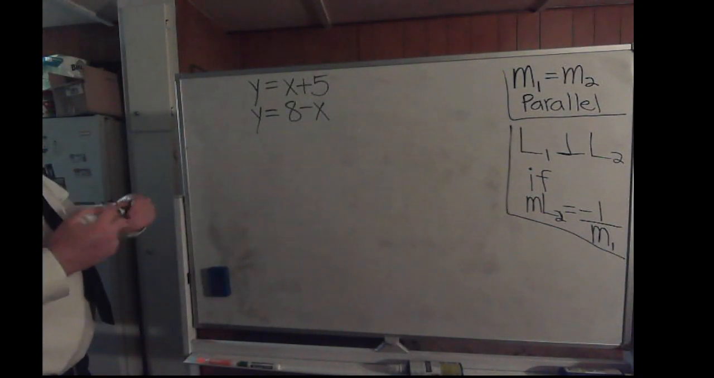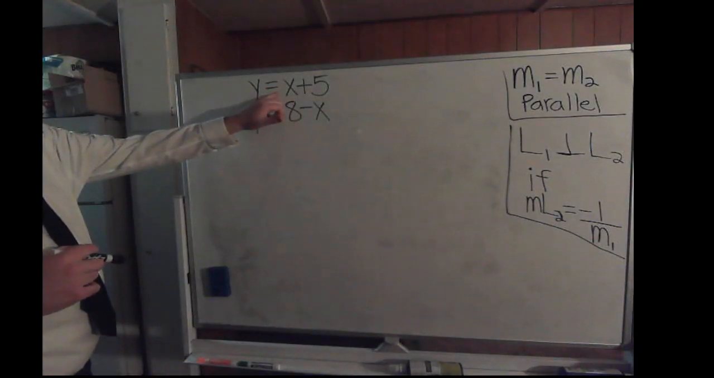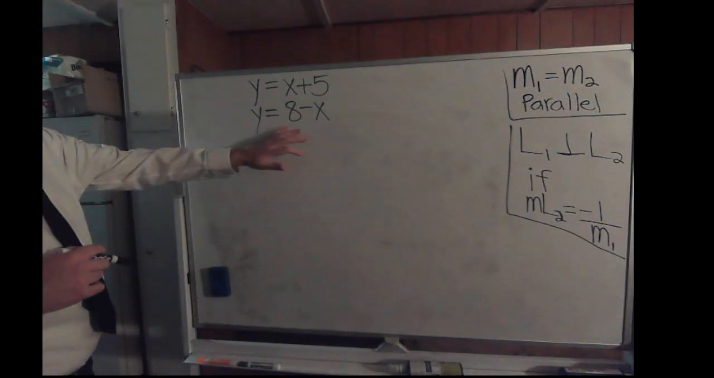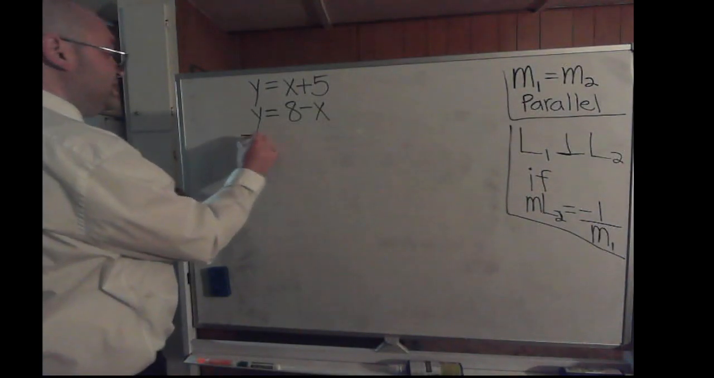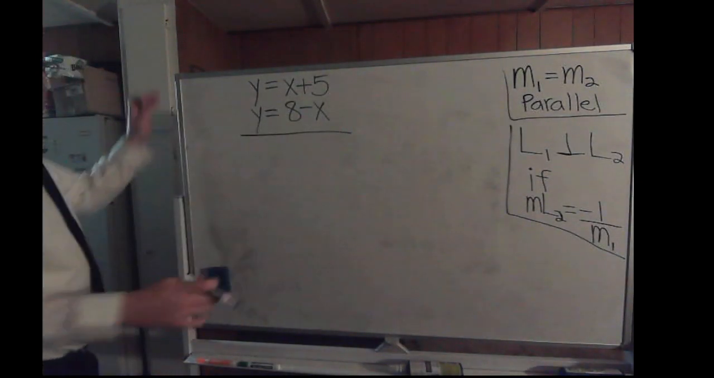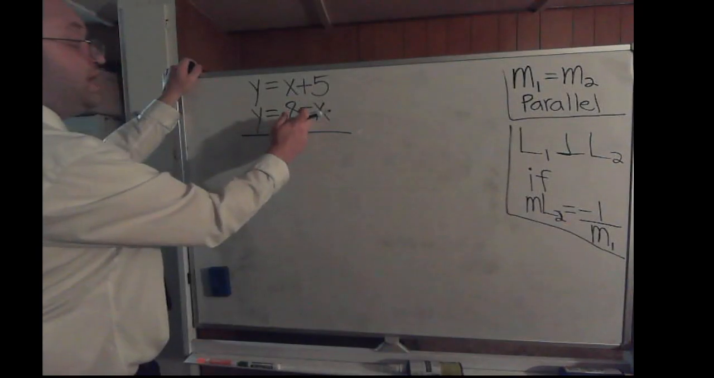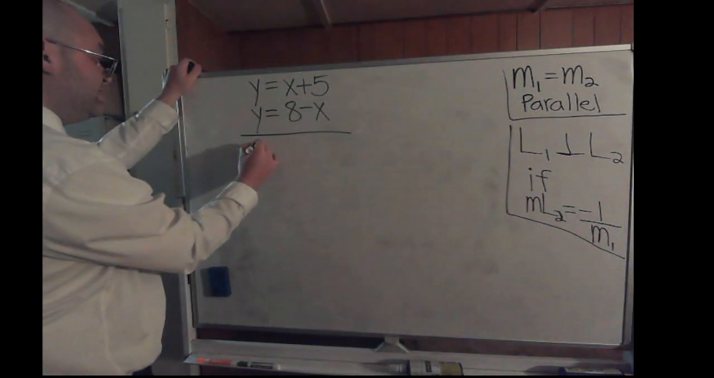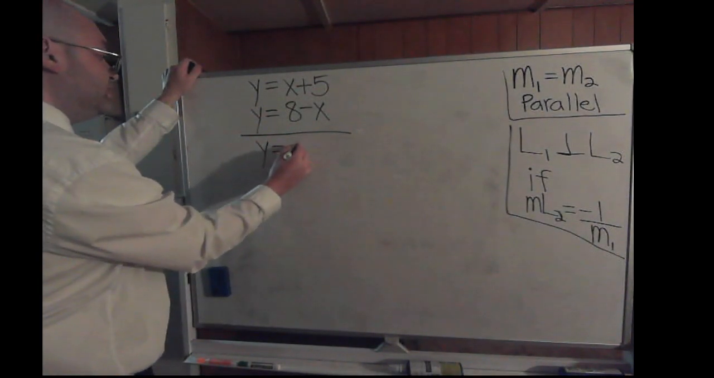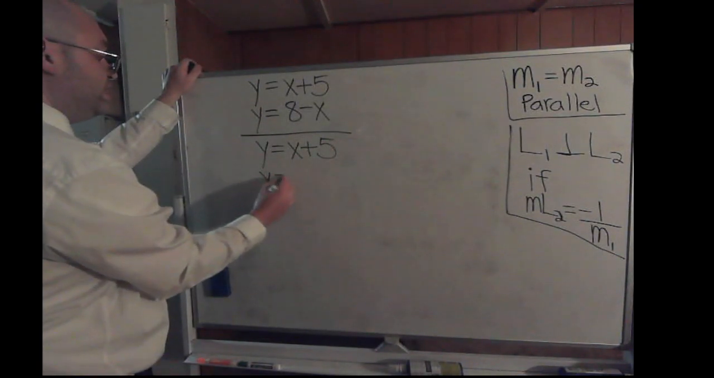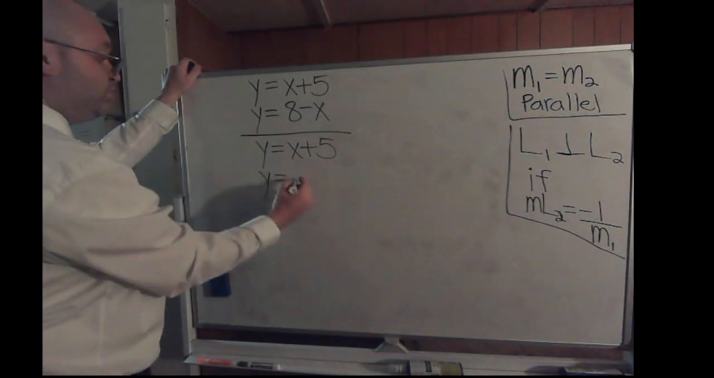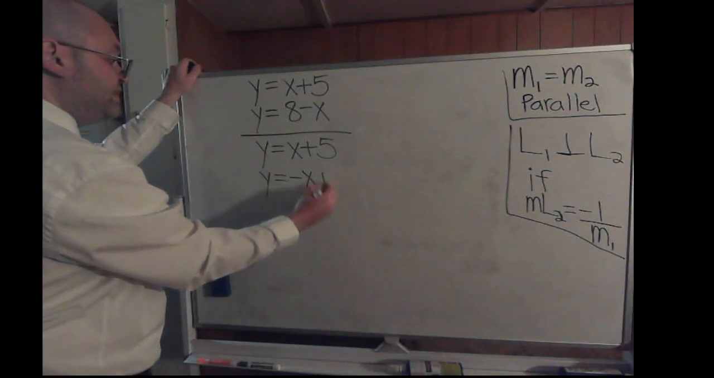Alright, first equation's already in slope-intercept form. Second equation, however, is not quite yet, okay? We want to get the second equation into slope-intercept form. Well, we can use the commutative property of addition to do just that. First equation we can leave alone, y equals x plus 5, but your second equation, the commutative property of addition, would make this y equals negative x plus 8.